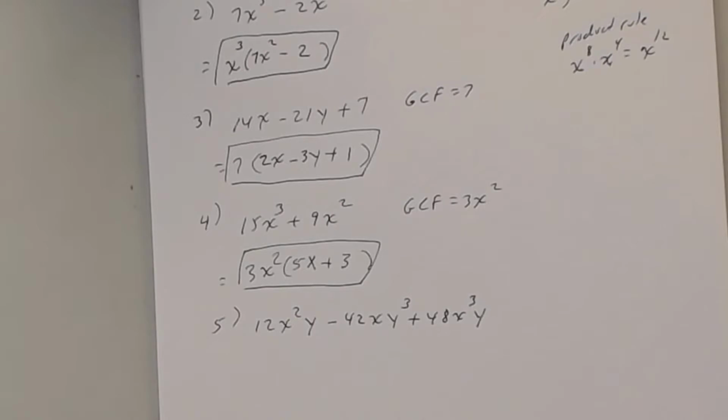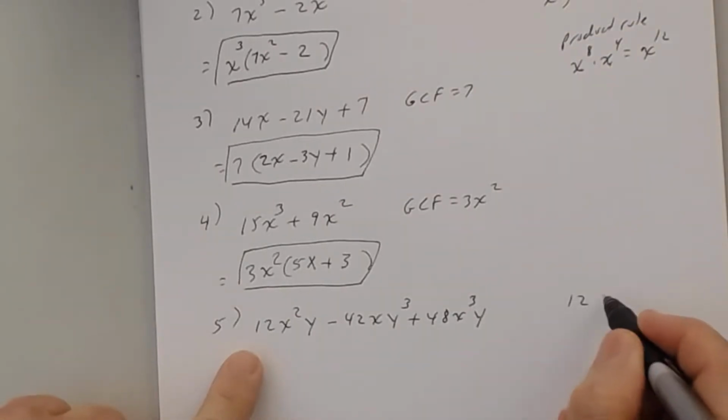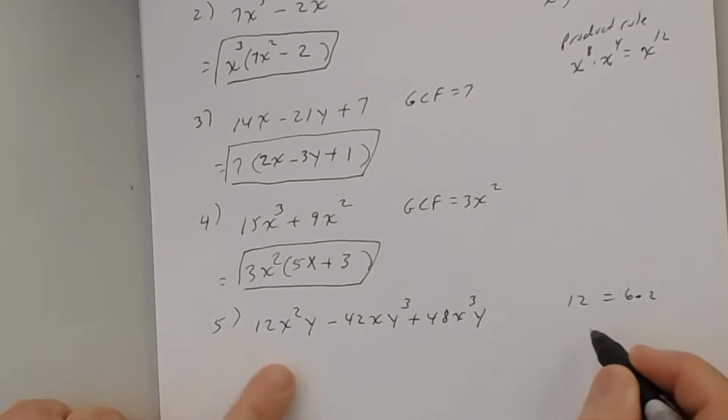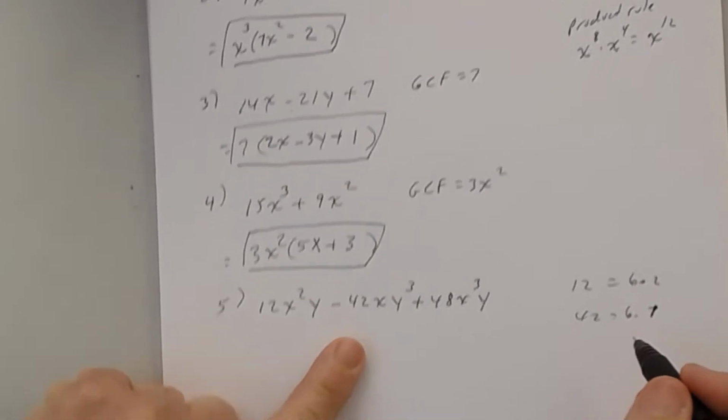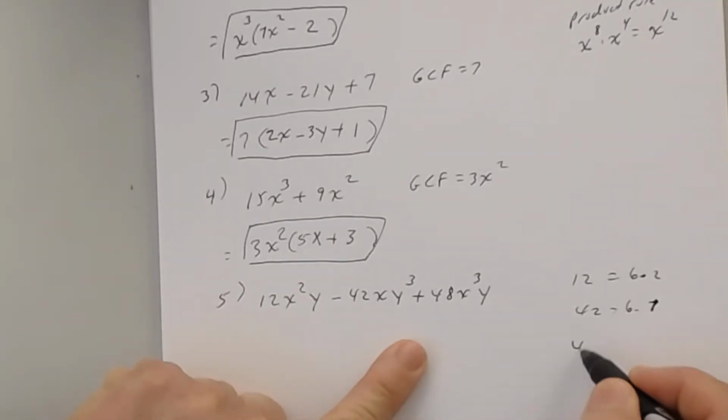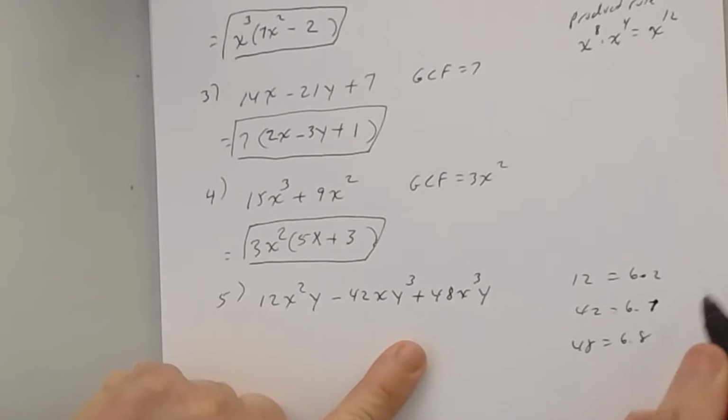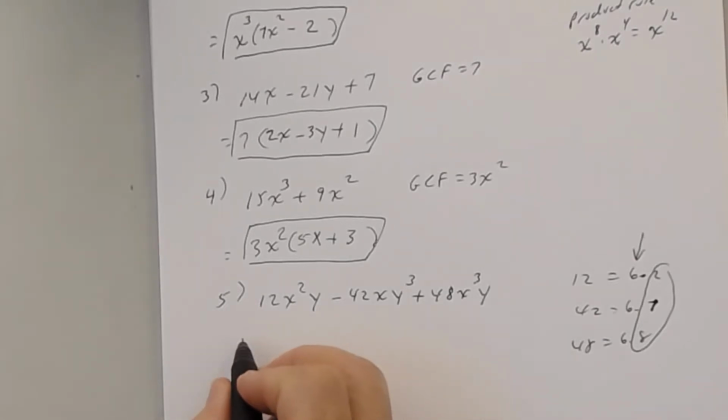All right. And you can check it, because look, 12 is 6 times 2, right? 42 is 6 times what? Do I need to bring a multiplication table in here? Guys, 42 is 6 times what? 7. 48 is 6 times what? 8. Okay. Now look at these right here. Besides the number 1, do they have anything in common? No. So what's the GCF? 6. GCF is 6.